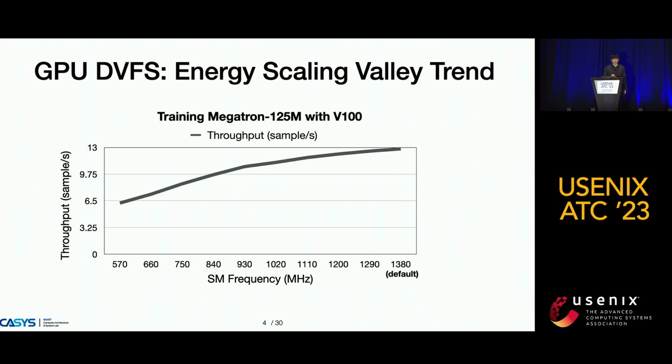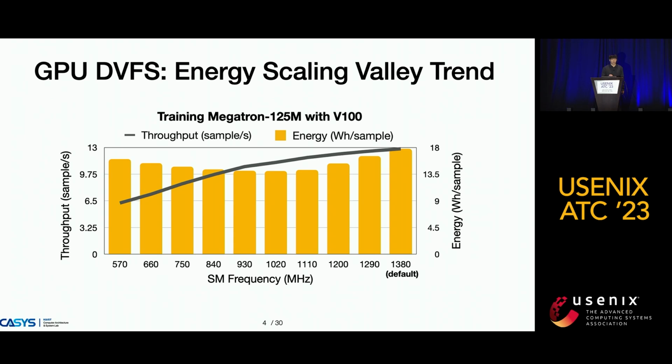Now let's learn more about GPU DVFS. We trained a small-size Megatron model using a single V100 GPU while varying the SM frequency. The x-axis represents SM frequency, and the y-axis represents throughput. As expected, the throughput shows a linear relationship with frequency. From the default maximum frequency, gradually decreasing the SM frequency decreases throughput.